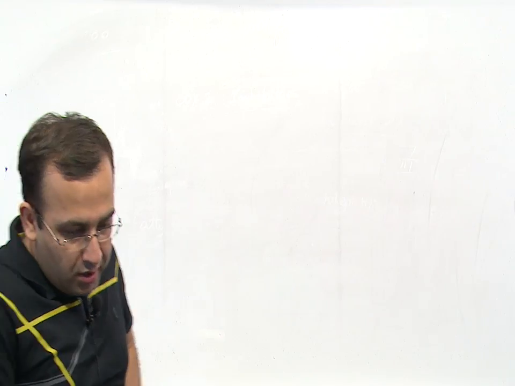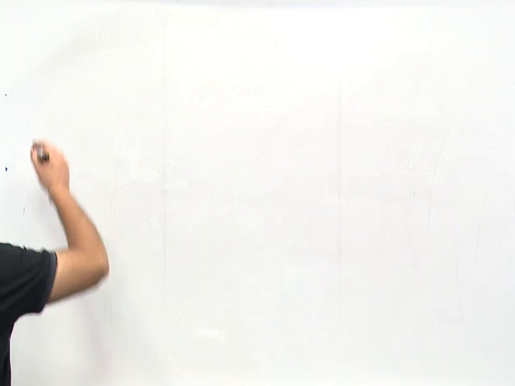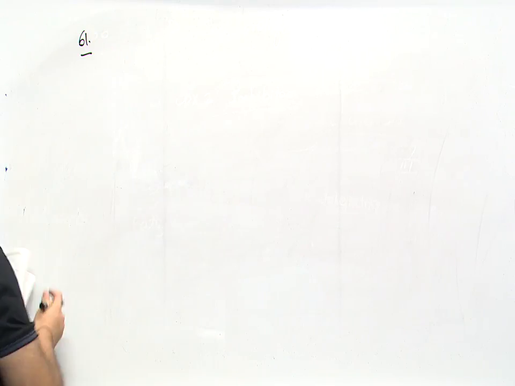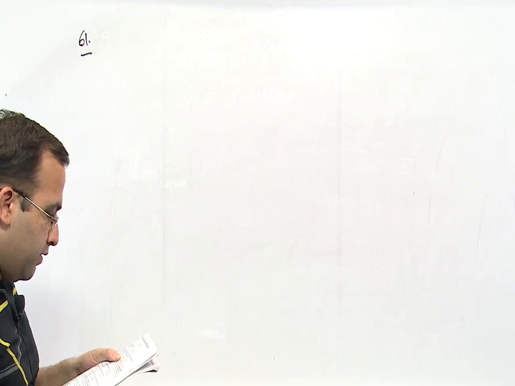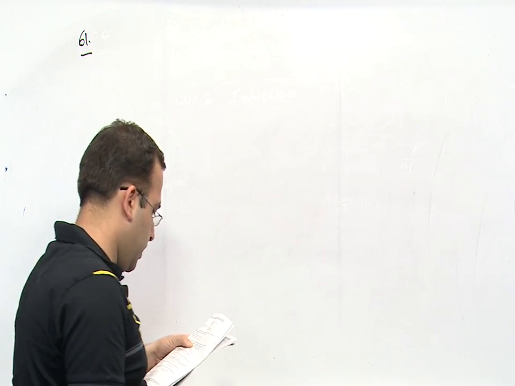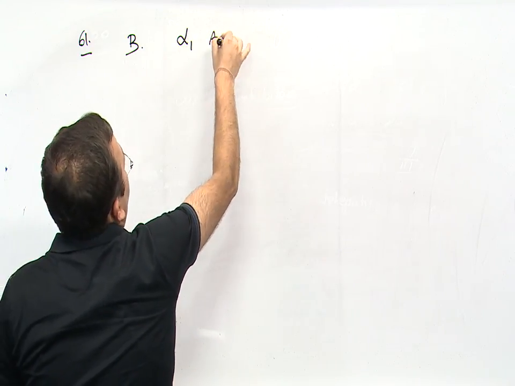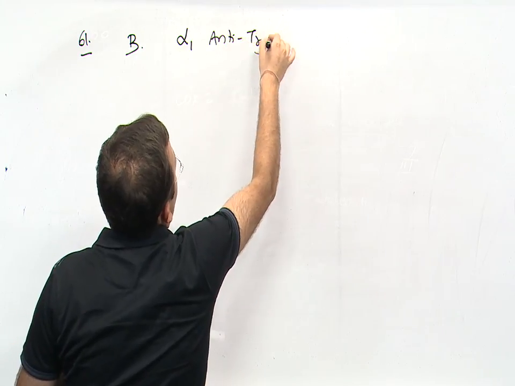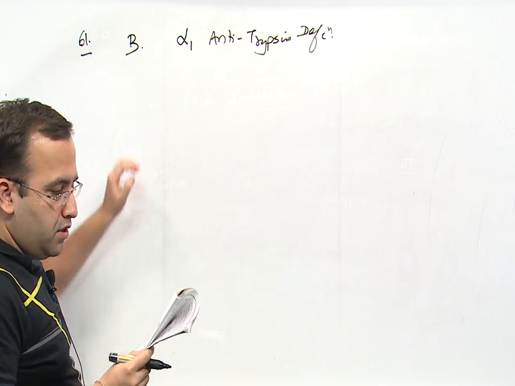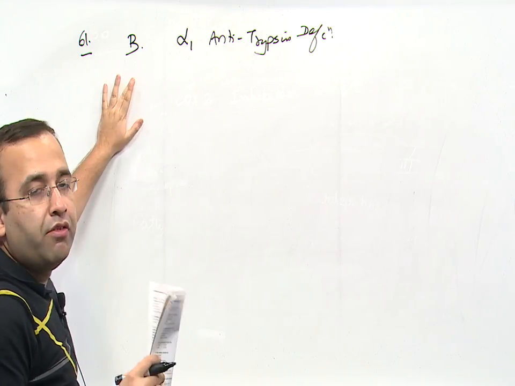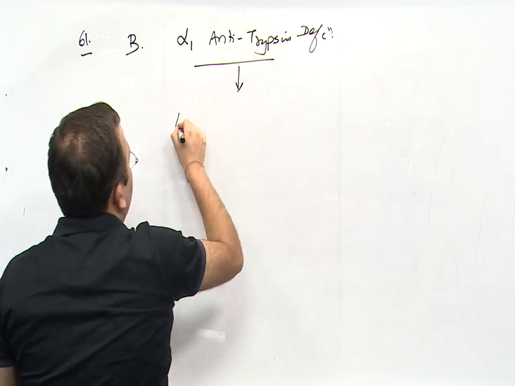Okay, this gets us to the next question, question 61. Which of the following is a disease associated with storage of non-functional protein in hepatocytes? Answer is B, alpha-1 antitrypsin deficiency. It is associated with storage of non-functional protein, so in the liver.